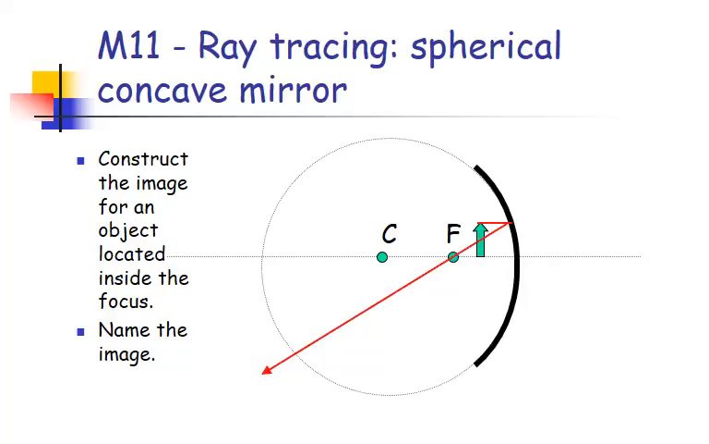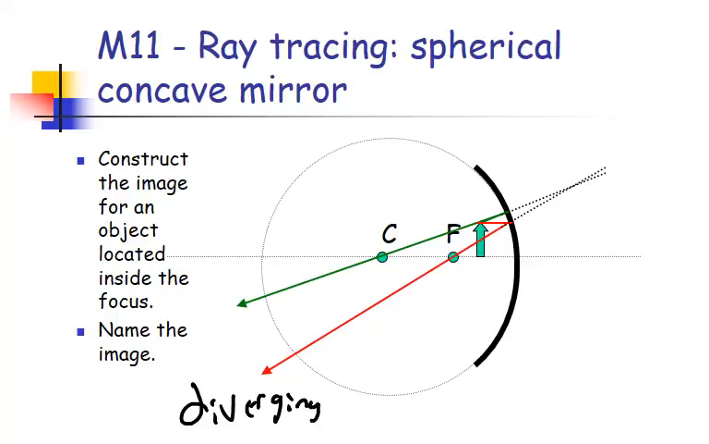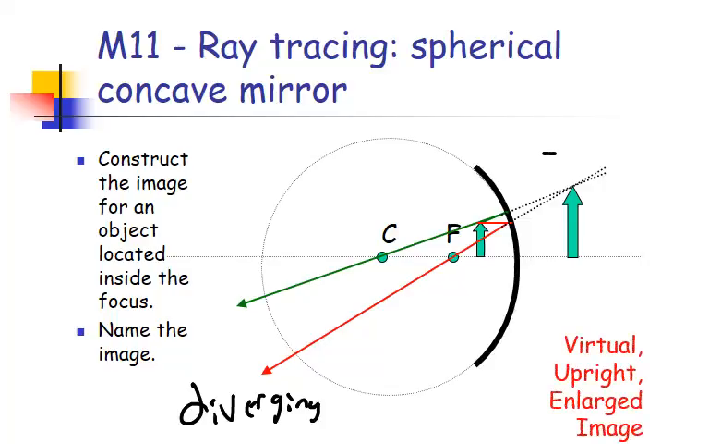All right, so we have our parallel ray. We have our center ray. And those rays are diverging. Because these rays are diverging, we know that we need to trace them backwards, and that's what we do here. So the image shows up on the negative side. It shows up on the dark side, the virtual side. So it turns out that this image is virtual, upright, and enlarged. So if you have an object that's inside the focus, that's what we get there.